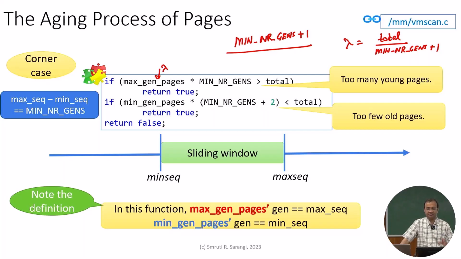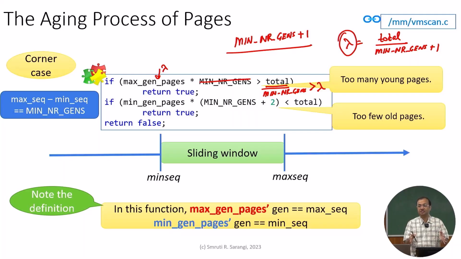So what I do is define two thresholds around this number. Lambda is total divided by min NR gens plus 1. Total divided by min NR gens is slightly larger than the ideal value, correct? Because if I reduce the denominator, any fraction is going to increase. So if I reduce this from min NR gens plus 1 to min NR gens, then total by min NR gens is more than the ideal value. That is an upper limit of comfort. If the maximum generation pages is greater than total divided by min NR gens, which you can clearly see is greater than lambda, then I will conclude I have too many pages at the maximum generation. I should increase the number of generations.